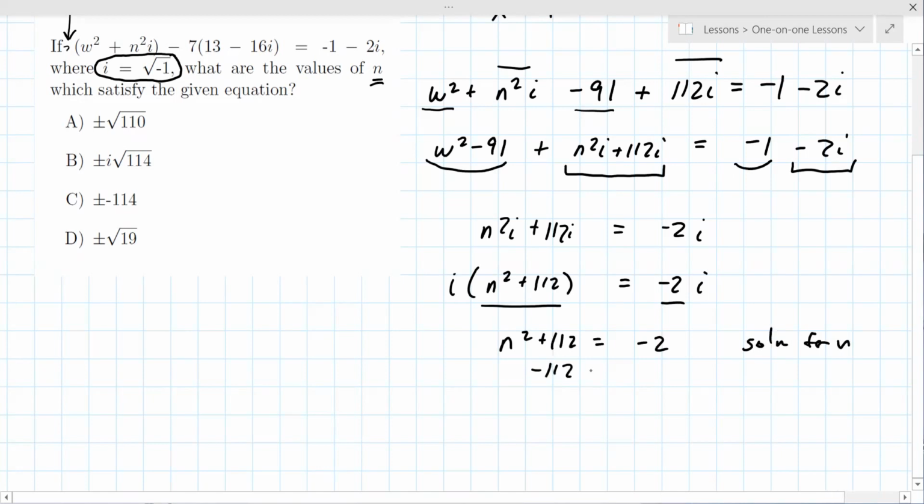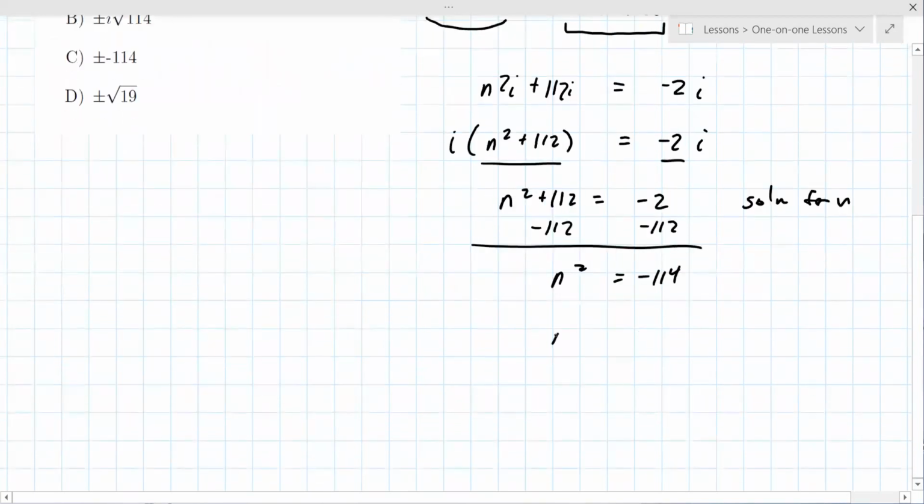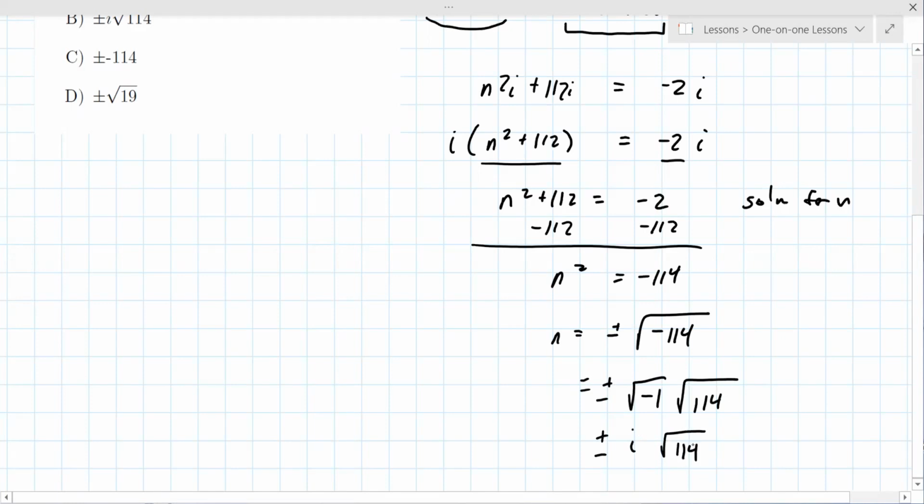So you subtract 112 from both sides. And then you take a square root here. So n equals plus or minus the square root of -114. This is where the fact that the square root of -1 can be used, because on the right side you take the i out, right? Or yeah, it becomes this, and this is what becomes i. So it's plus or minus i square root 114, which is given.